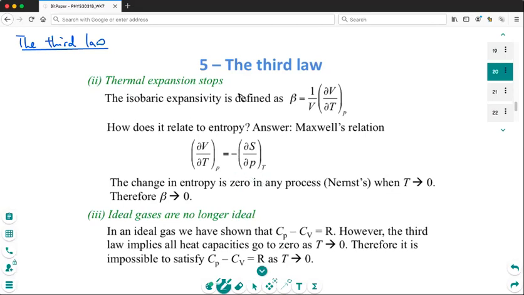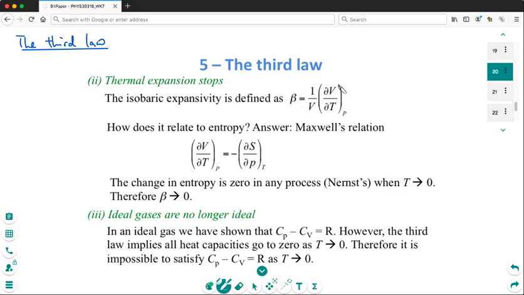And this is kind of related: thermal expansion has to stop. Okay, this one is not very difficult. One thing you can appreciate probably is that you learn how to use the Maxwell relation again. Thermal expansion is written like this. It's not that obvious that thermal expansion has to stop. That's to say, this beta must go to zero at the zero temperature limit.